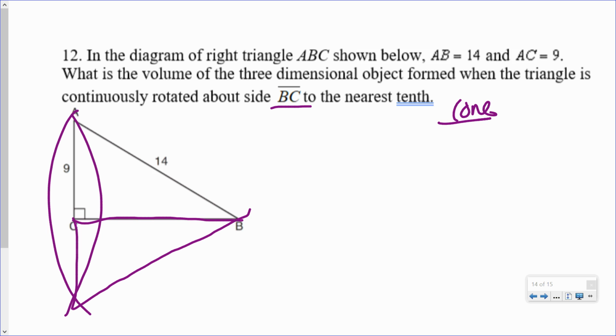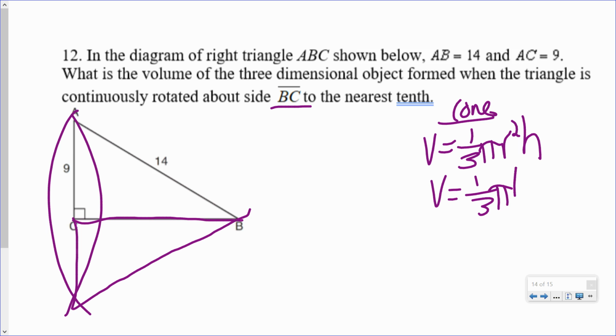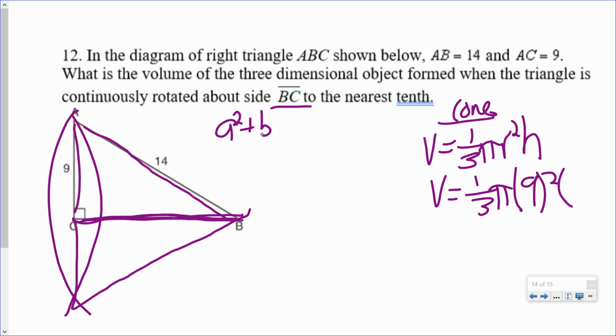So again, a cone is on your reference sheet, 1/3 pi r squared h. So the radius is 9. The height, well, I don't have the height. I have the slant height. Do you remember what to do when they give you the slant height? I do. If they give you the slant height, you're going to have to find the height using Pythagorean theorem.